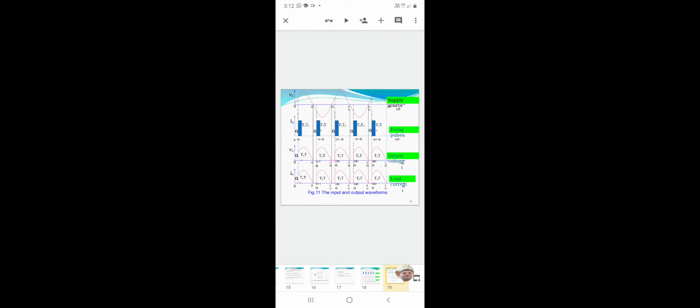Either you take this value, or V out equals 1 by pi. We have to take only the half cycle, that is the positive half cycle or negative half cycle. That means the alpha to pi period is taken. So 1 by pi, integral from alpha to pi of Vs d omega t, where Vs equals Vm sin omega t. So Vm by pi, the integration of sin omega t d omega t equals minus cos omega t.